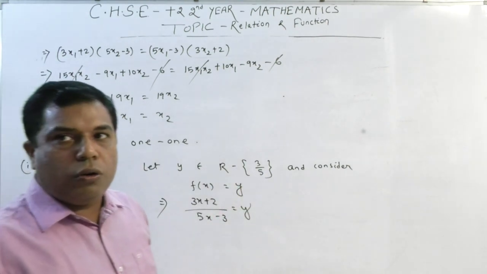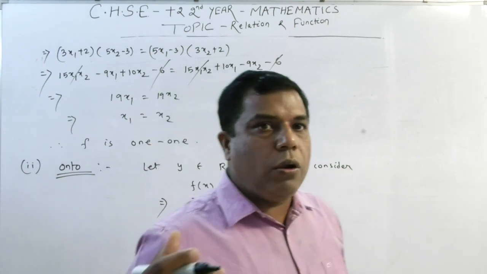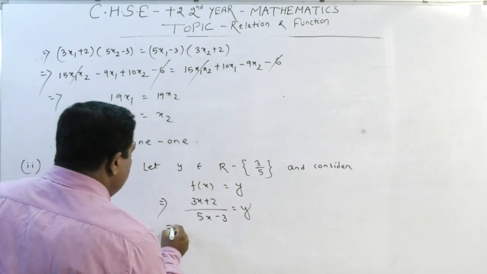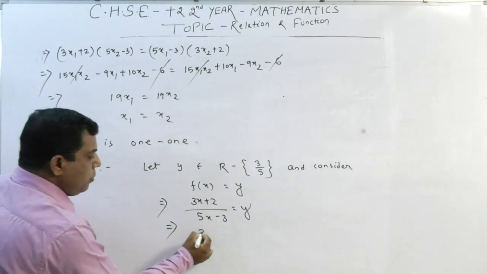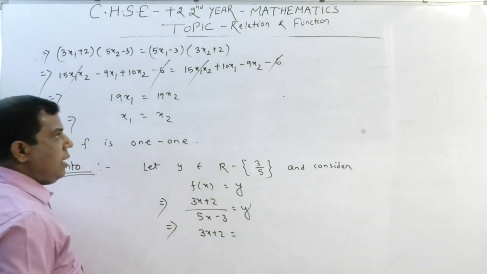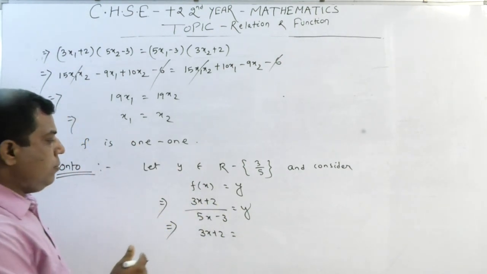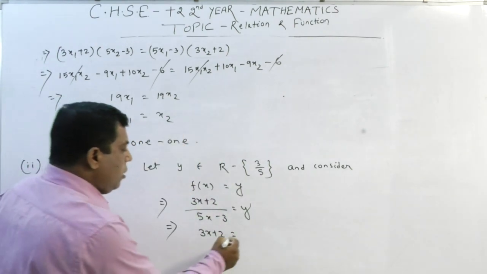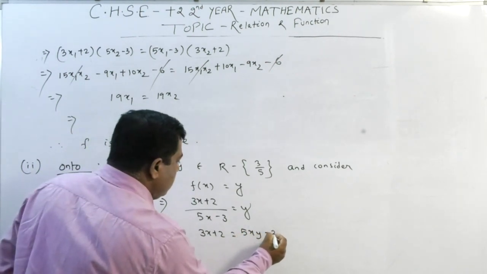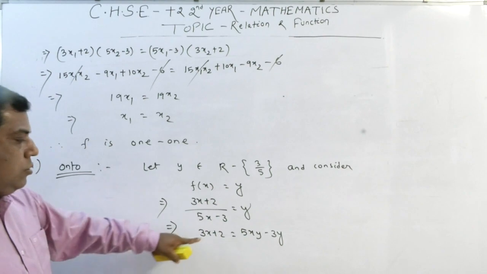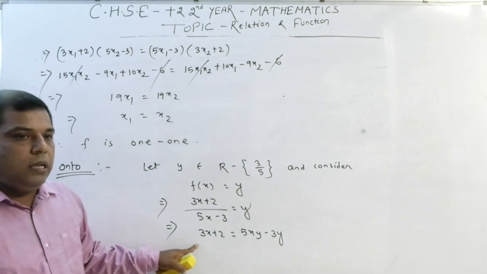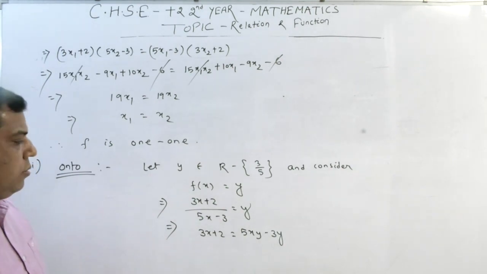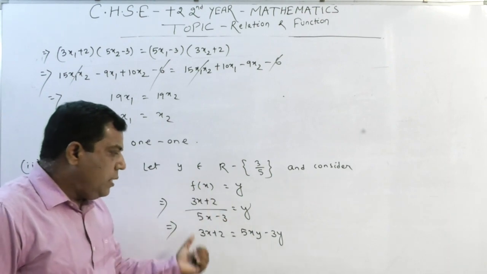Now in an onto function, what do we do? We have to solve it and find the value of x in terms of y. So I keep 3x + 2 as it is, and I make the cross multiplication. The denominator is going to multiply on that side. So what do I obtain? 5xy - 3y. Yes or no? It is multiplied as 5xy - 3y. Now I am going to express x in terms of y.